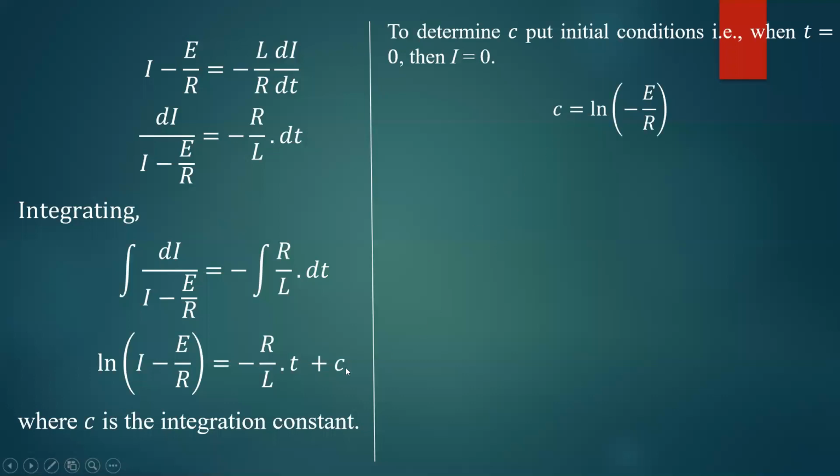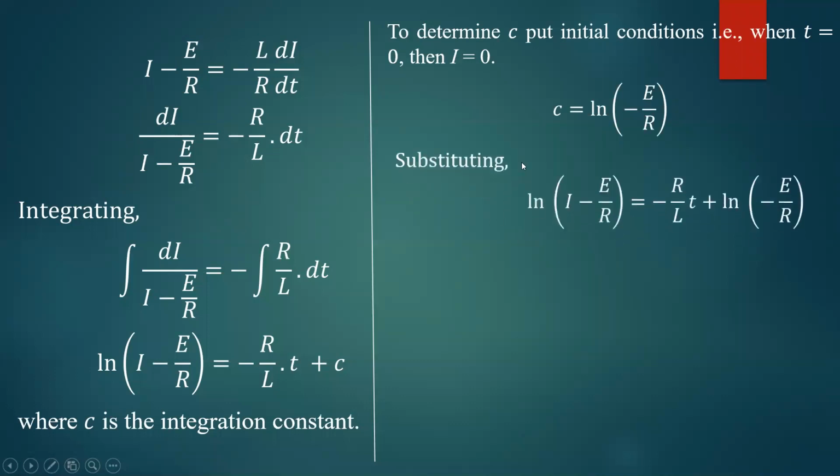So substitute this value of c in this equation. Substituting, ln of (I minus E by R) is equal to minus R by L into t, as it is. What should we do for c? Substitute. What is the value of c? c is ln of minus E by R. So ln of minus E by R is substituted here. Then solve this to find the expression for I. Our aim is to find the expression for I.